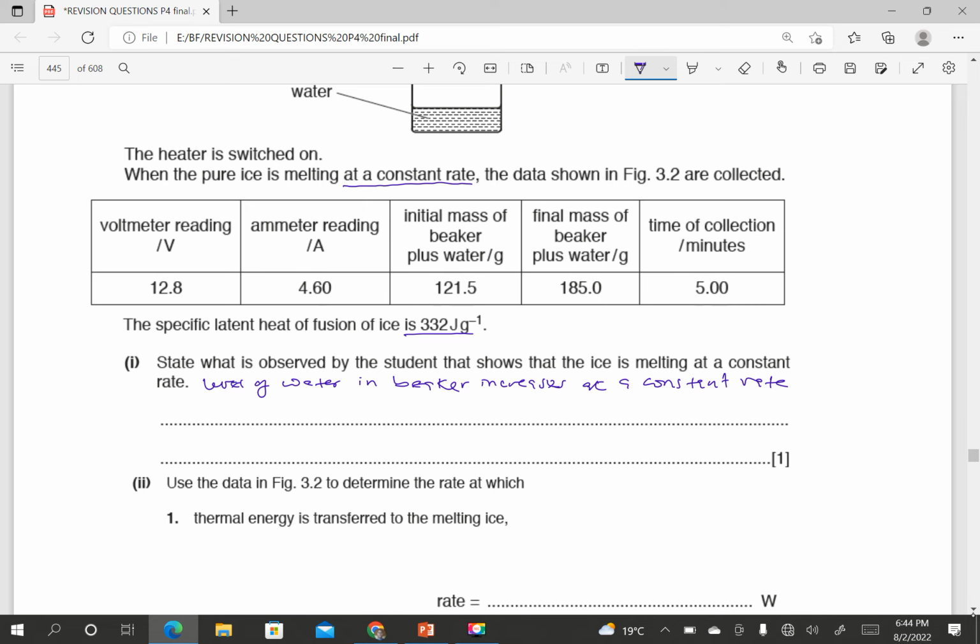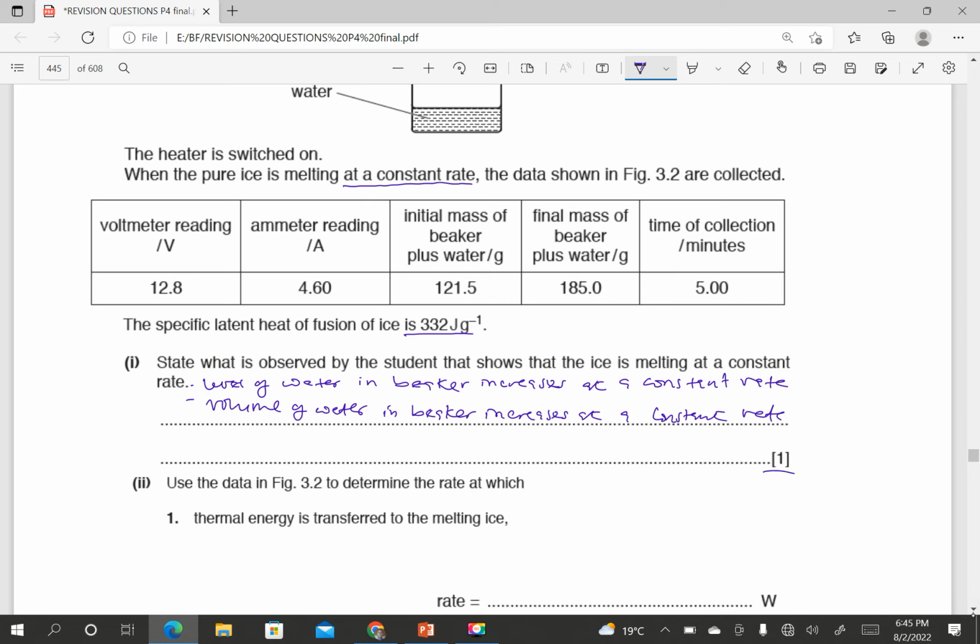That could be one. Or I would say the volume of water in the beaker increases at a constant rate. Of course, the first one implies the second one. I can't state the two at the same time.